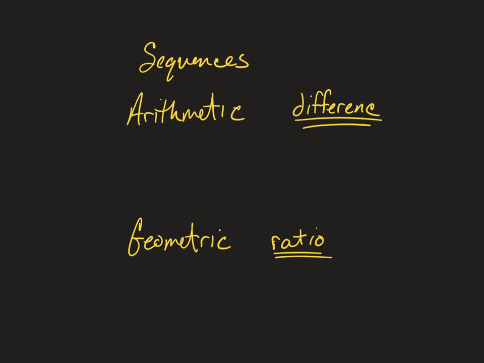Our formula for arithmetic is the first term, a sub 1, plus the common difference times n minus 1. And the formula for geometric is the first term times the ratio to the n minus 1 power. And from there, we just plug in our values and see.